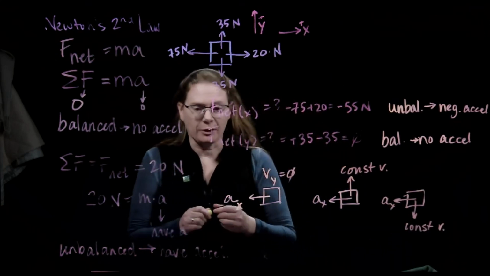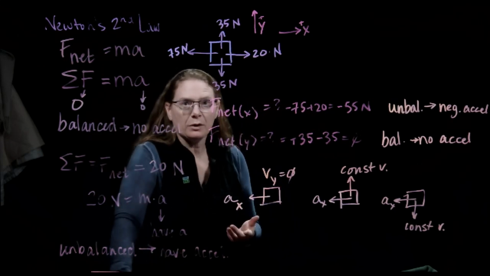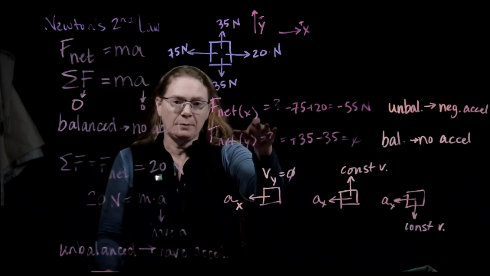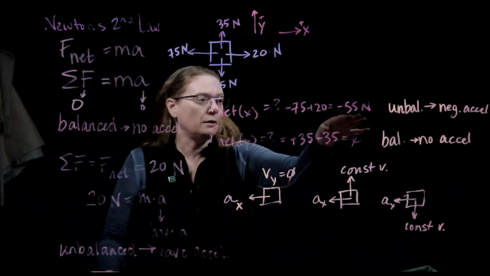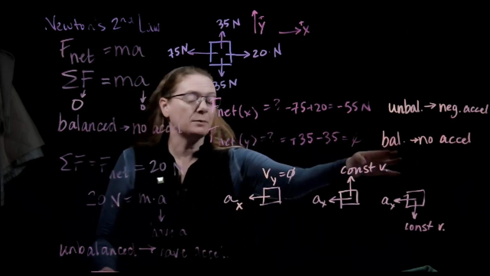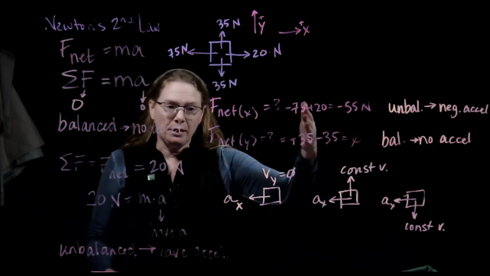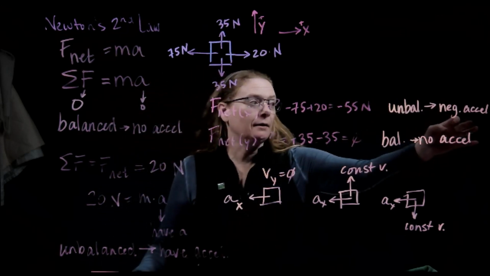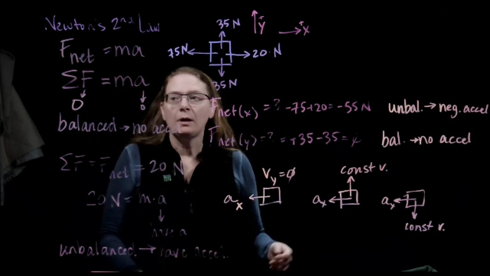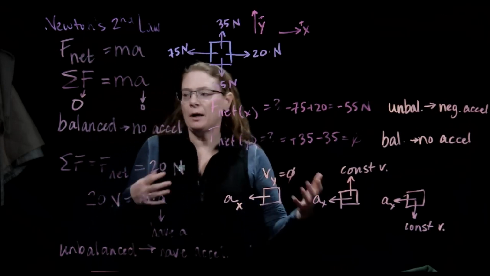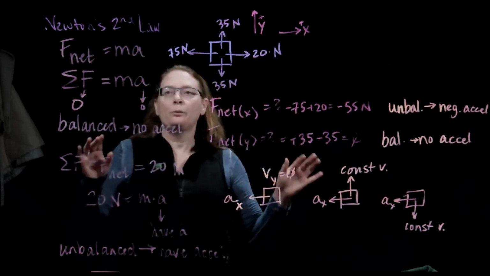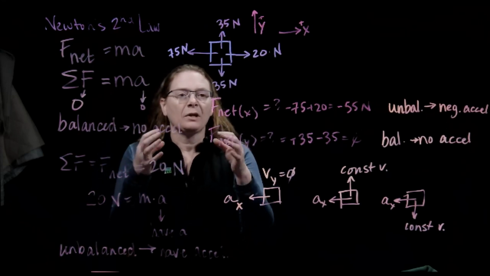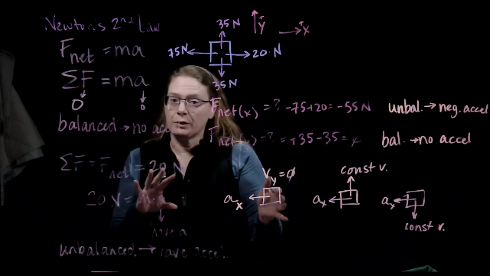Those are all options. So if we know the numbers of the forces, what we do is we look at the net force and say, okay, if the net force is 0, it's balanced, no acceleration. If the net force is not 0, unbalanced forces, we have acceleration. So that is the way to think about balanced, unbalanced forces, if we have the numbers of the forces, before we know the motion of the object.